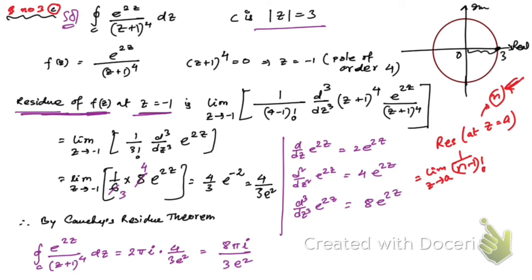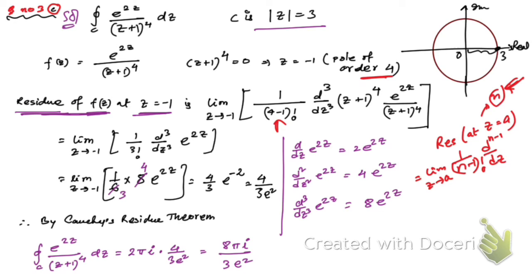So that's why here, this is a pole of order 4, so I am taking (4 minus 1) factorial. For nth order you have to take the (n minus 1) order derivative, d^(n-1)/dz^(n-1). That's why I have taken the third order derivative when the order is 4. To find a residue at a pole of order 4 you have to take the third order derivative, right? The order of the derivative is 1 less than the order of the pole, just remember that.